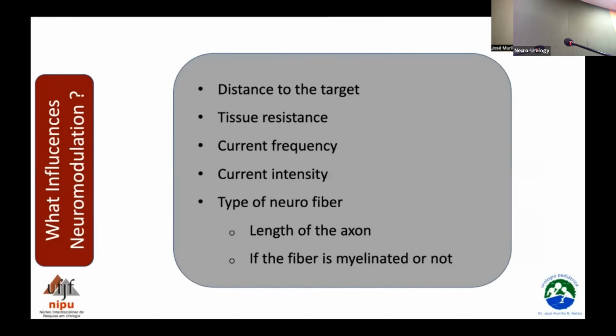So what's important when you talk about neuromodulation? Is the distance to the target between the stimulation and the target, and tissue resistance. So if you have fat people or more tissue around it, it's going to be more difficult for the signal to get to the nerve. The frequency of the current, also its intensity, and the type of nerve fiber you're trying to stimulate. So the length of the axon, and if the fiber is myelinated or not, also influences the results.